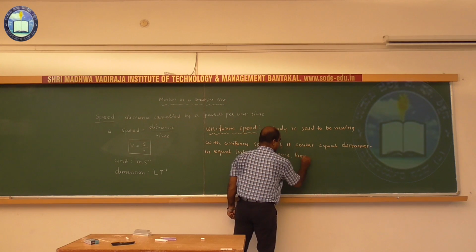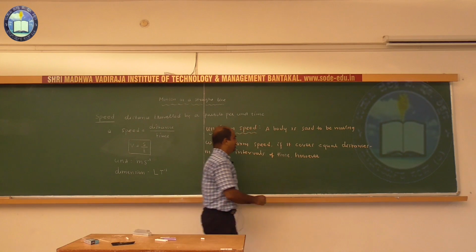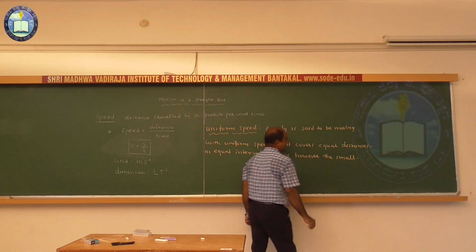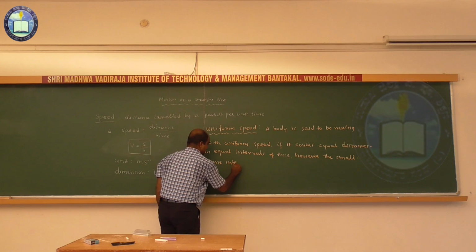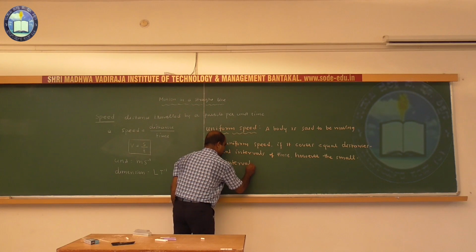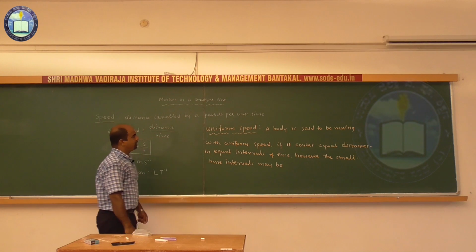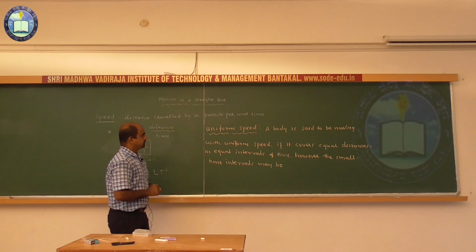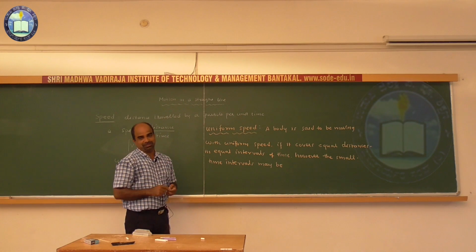However small the time intervals may be. Then the speed of the body is said to be uniform. A body is said to be moving with uniform speed if it covers equal distances in equal intervals of time, however small the time intervals may be.